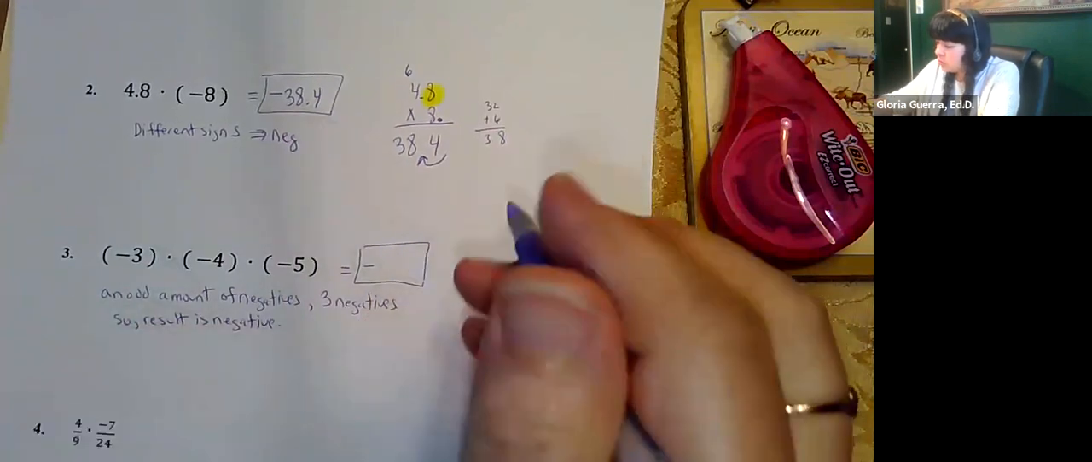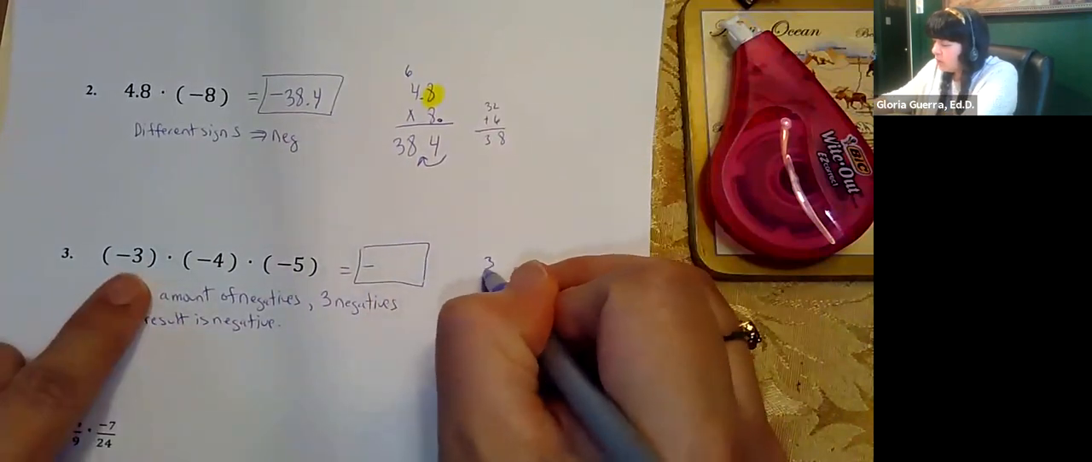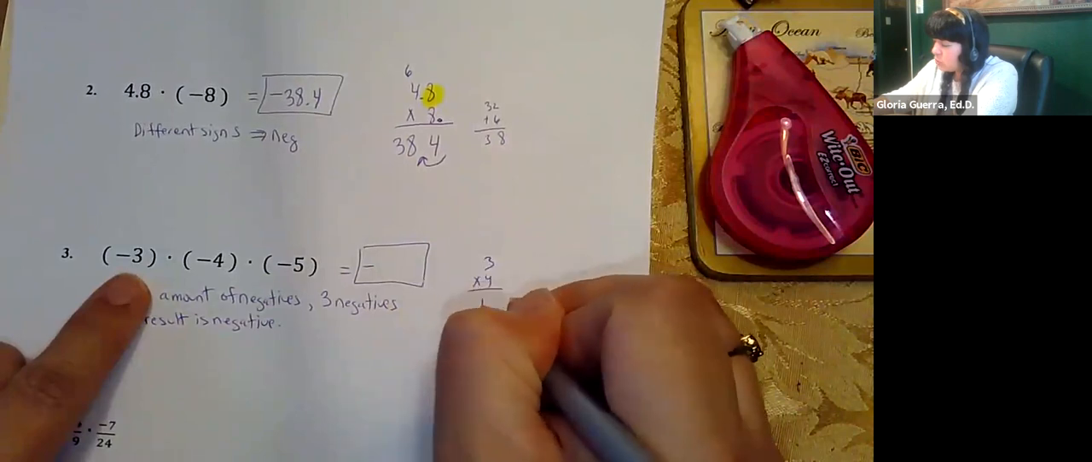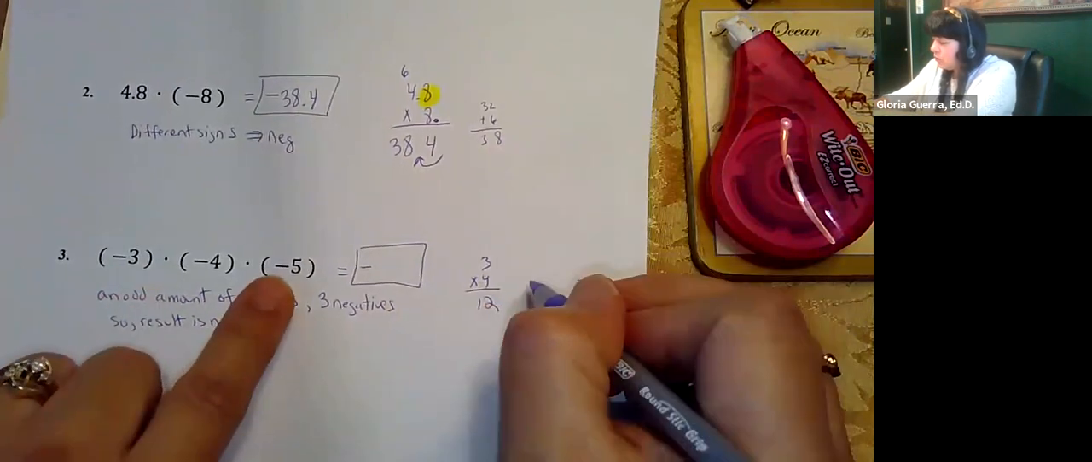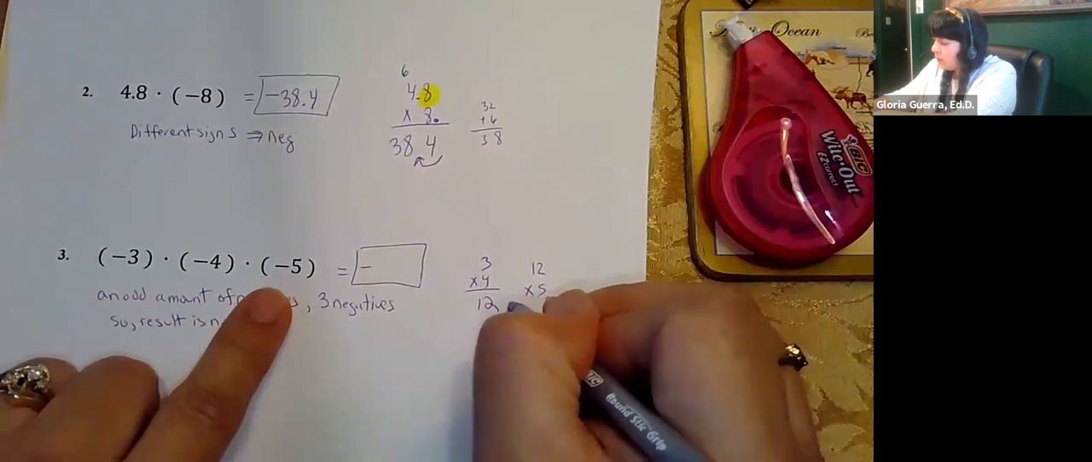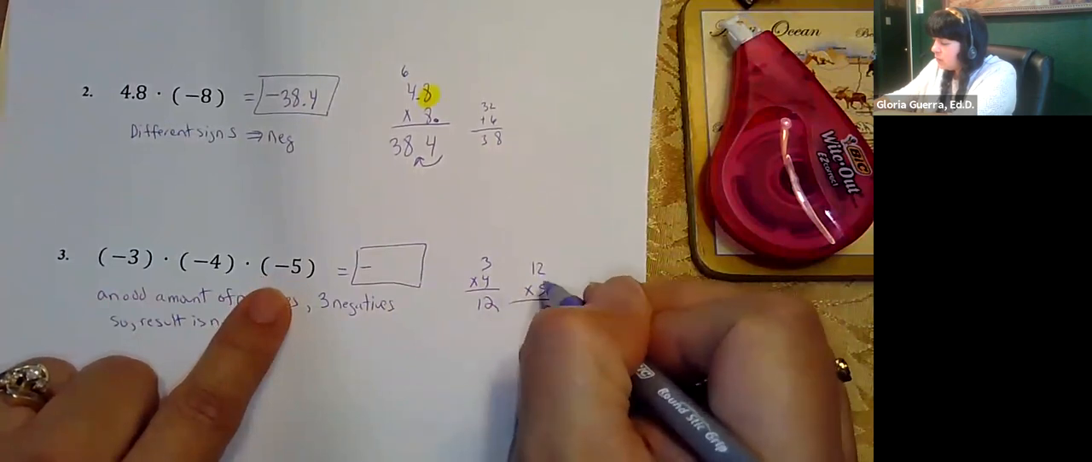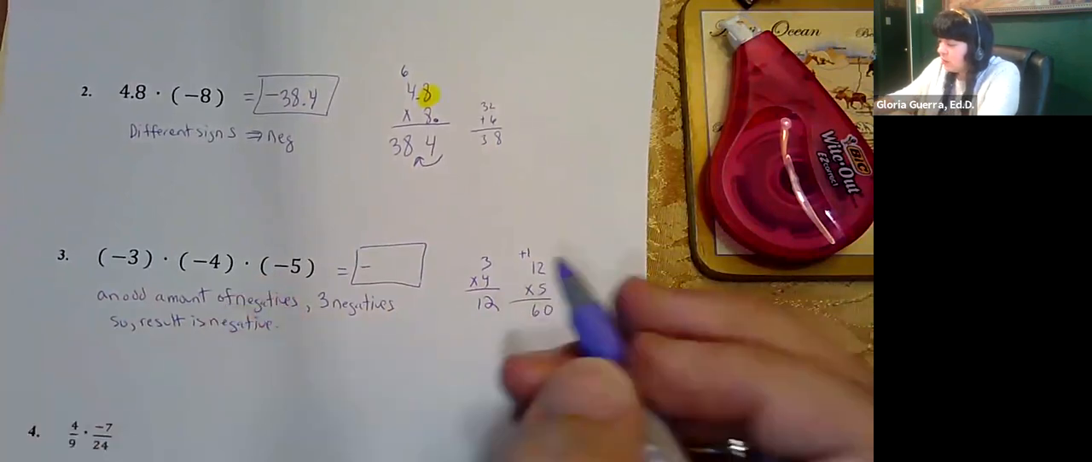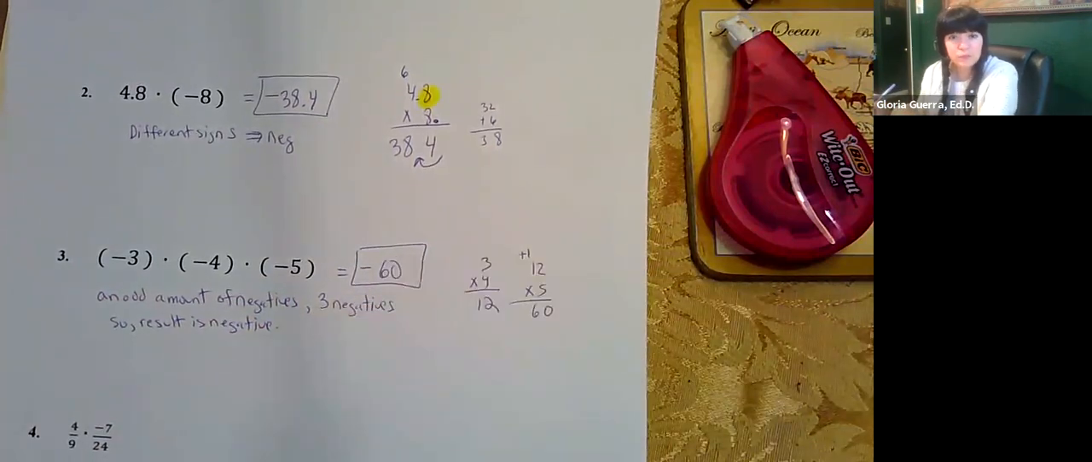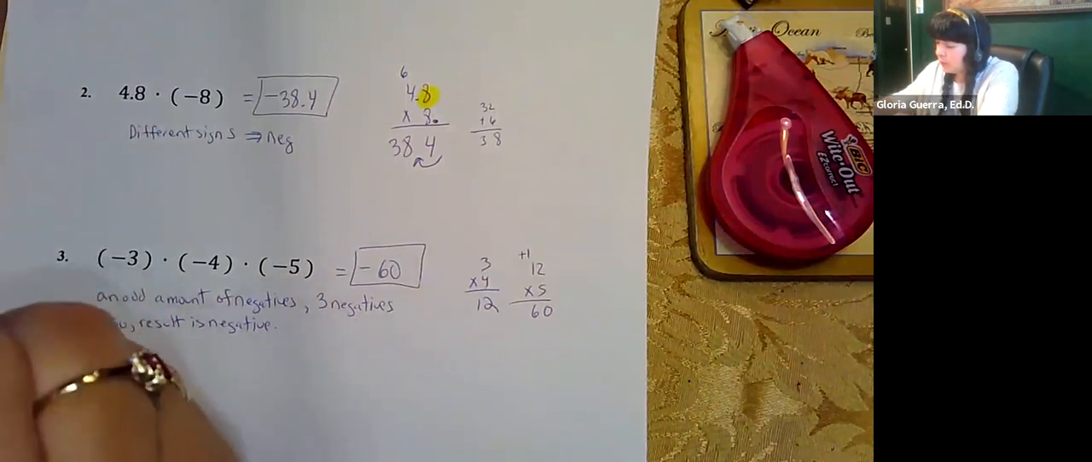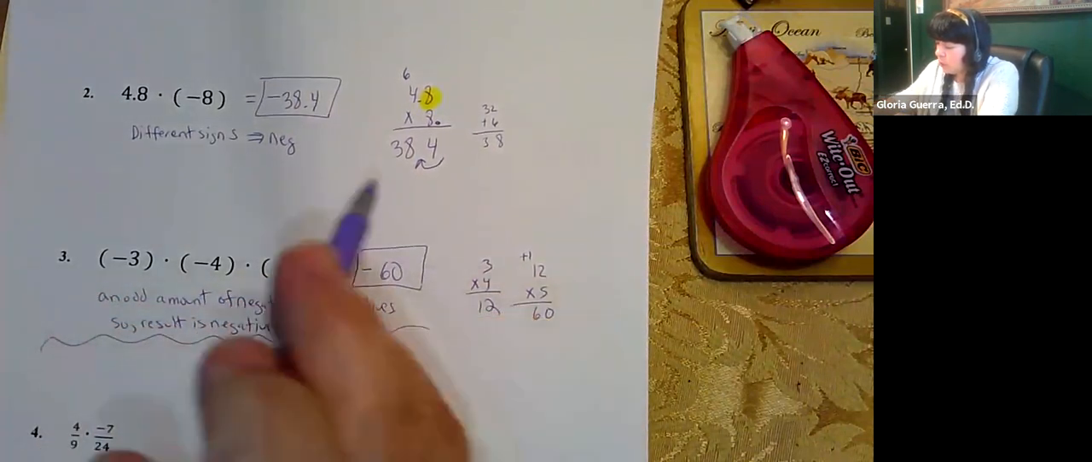So now you can start doing, okay, 3 times 4 is 12. And then you can do 12 times 5. 5 times 2 is 10. Carry the 1. 5 times 1 is 5 plus 1 is 6. So now you know that's negative 60. So that's one way you can do that using this rule.